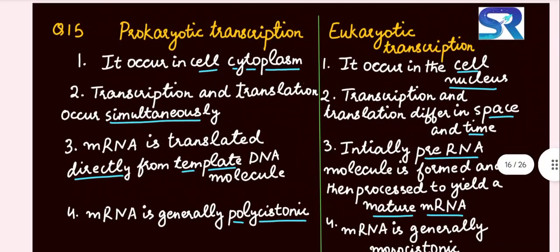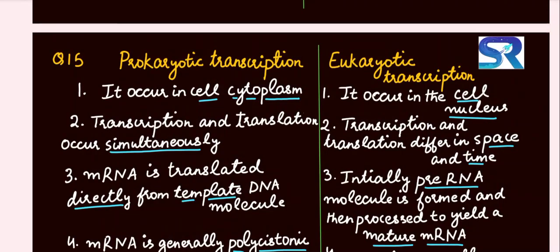Question number 15. It occurs in cell cytoplasm. Second, transcription and translation occur simultaneously. Third, mRNA is translated directly from template DNA molecule. Fourth, mRNA is generally polycistronic.